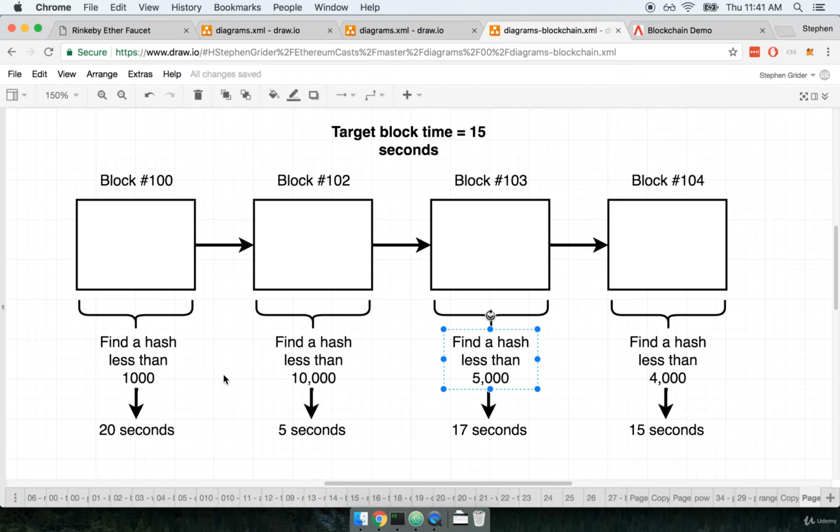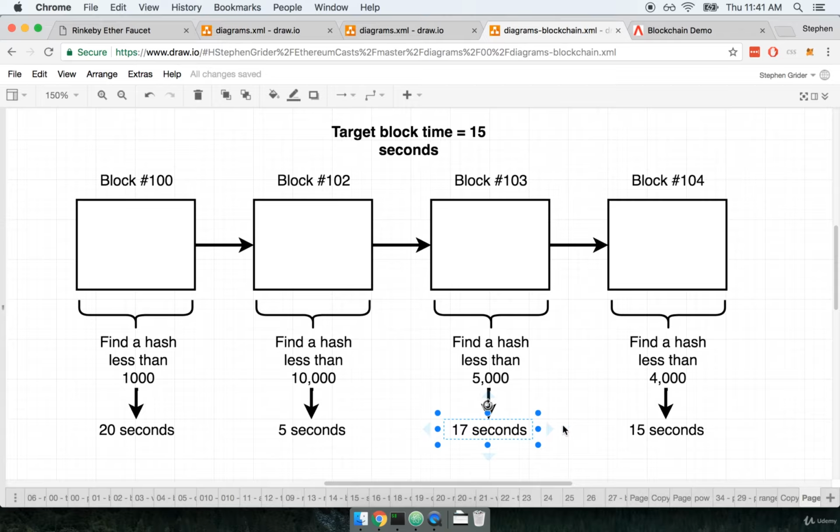And so we split the difference between 1,000 and 10,000, and we now go down to 5,000. So we're trying to find a hash that has a value less than 5,000 now. Maybe this takes 17 seconds. And so the network says, okay, this feels right, this feels good. And then we go on to the next step over here.